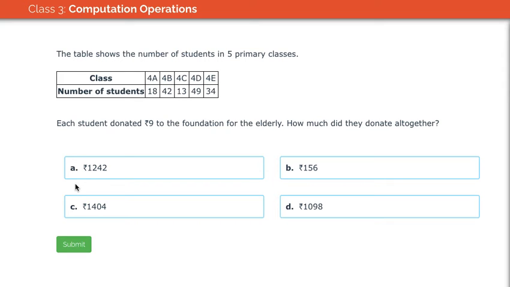6 into 9 is equal to 54. 4 will go down, 5 will go up. 5 into 9 is equal to 45. 45 plus 5 is equal to 50. 0 will go down, 5 will go up. 1 into 9, 9. 9 plus 5, 14. So 1404 is the answer.